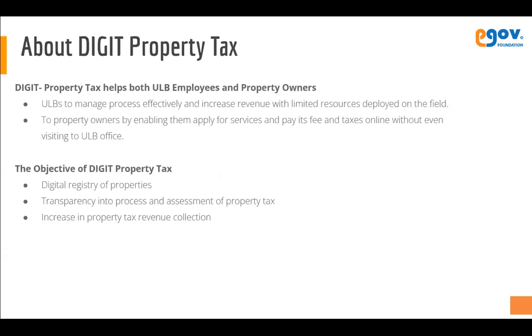And now come to the digit property tax system. So what does the digit property tax system do? Basically it helps the ULBs as well as the citizens. It helps the ULBs to manage the process. Process in the sense means to collect the data related to a property and then assess the property tax, so that they have transparency in their processes and in the collection of the taxes as well.